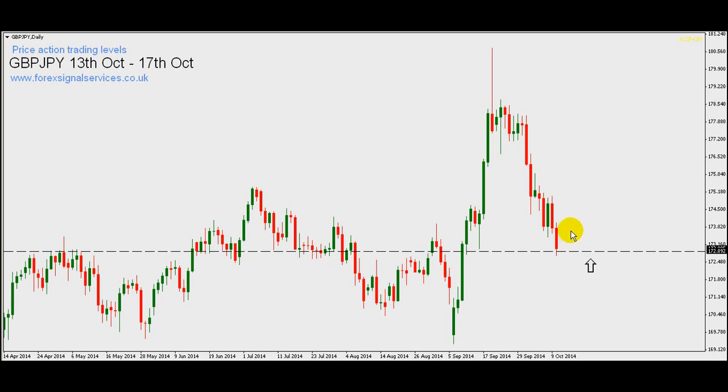Longs, you need a bullish candlestick to trade back up. Shorts, obviously a break under there and then a retest to show that this level has again become resistance. So on GBPJPY 172.89, look for either a break and a retest or a bounce and a bullish candlestick.